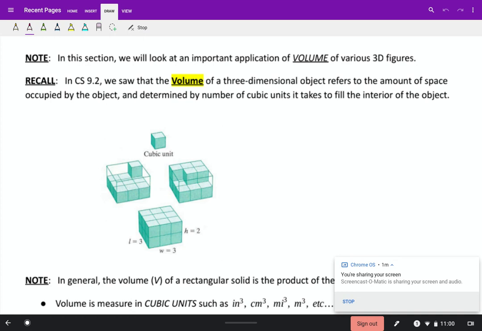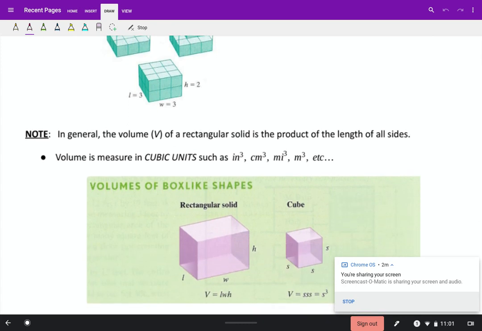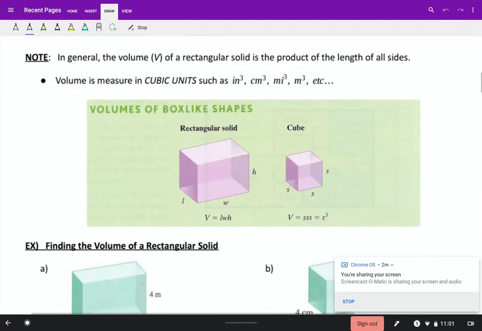So for something that's like an actual cube, you're going to do length times width times height rather than just length times width. In general, the volume of a rectangular solid is the product of the lengths of all its sides. So here are two formulas. Volumes of box-like shapes. So these are things that could be boxes. You have a rectangular solid, which is going to be length times width times height. And you have a cubic solid, which is going to be side times side times side, which actually gets you side cubed. Everything you're going to do, if you look, is now in cubic units, not just squared. Since we're multiplying three things, you are in cubes and not squares.